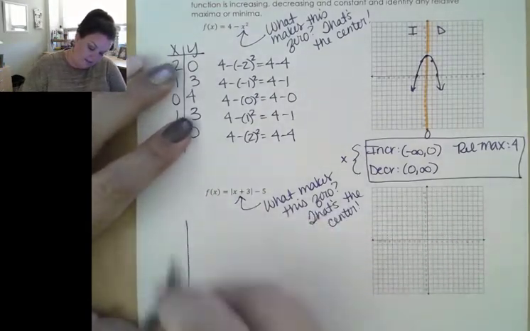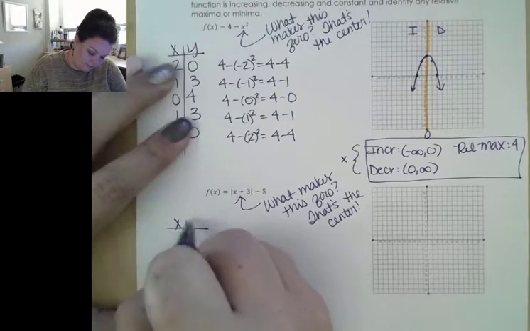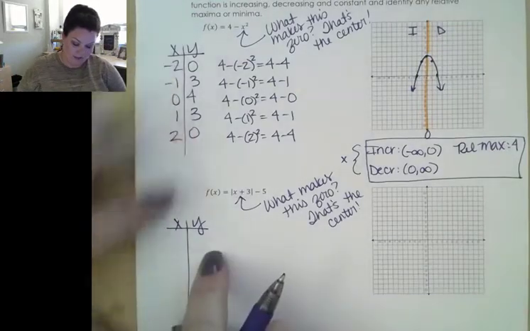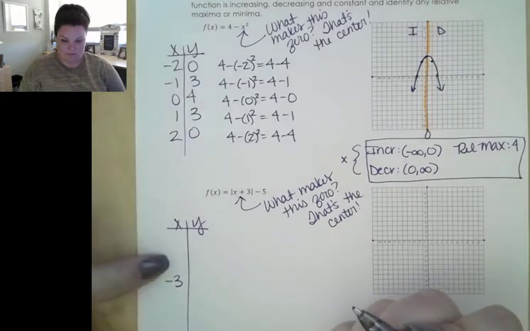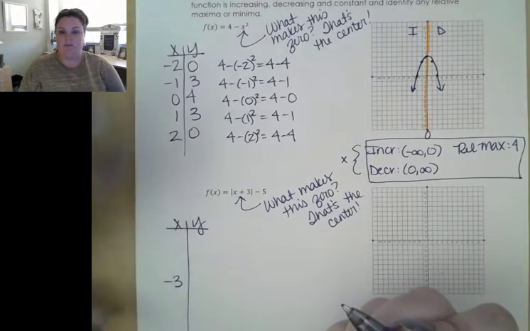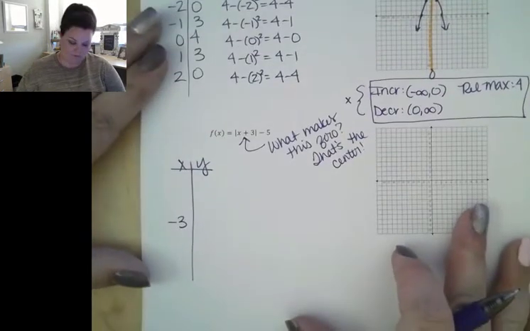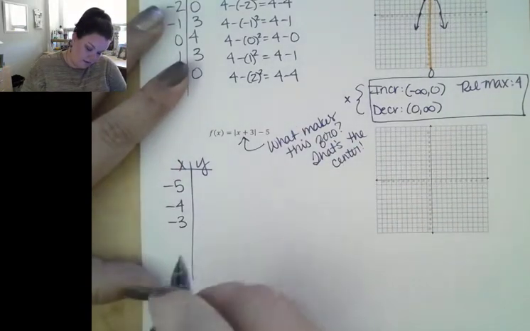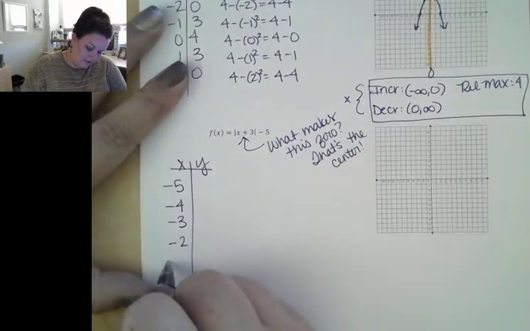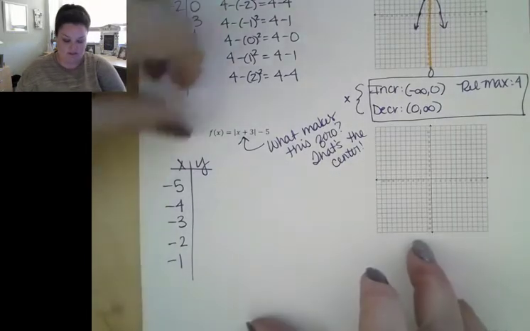So when I make my table of values here, I'm going to make sure I choose -3, and then I'm just going to pick a couple of numbers smaller and a couple of numbers bigger than -3. So let's do -4 and -5, and then -2 and -1. Now we're just going to plug them into the function.